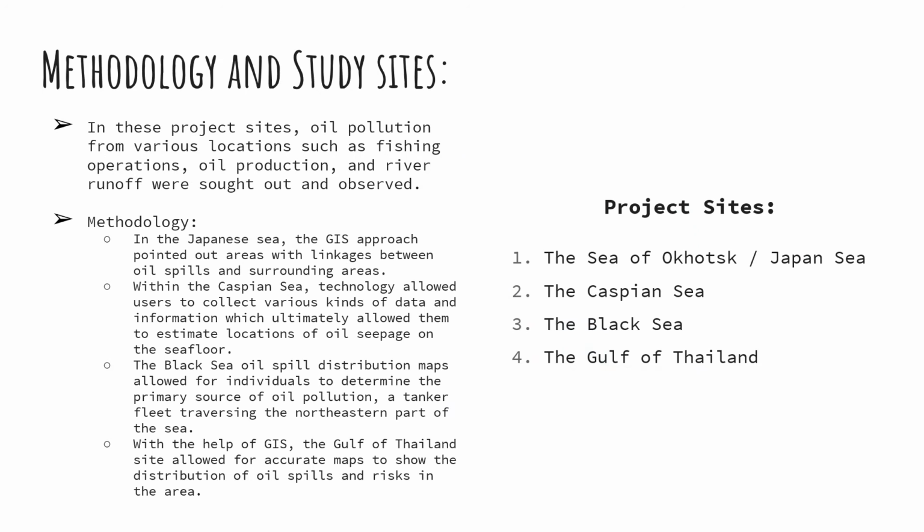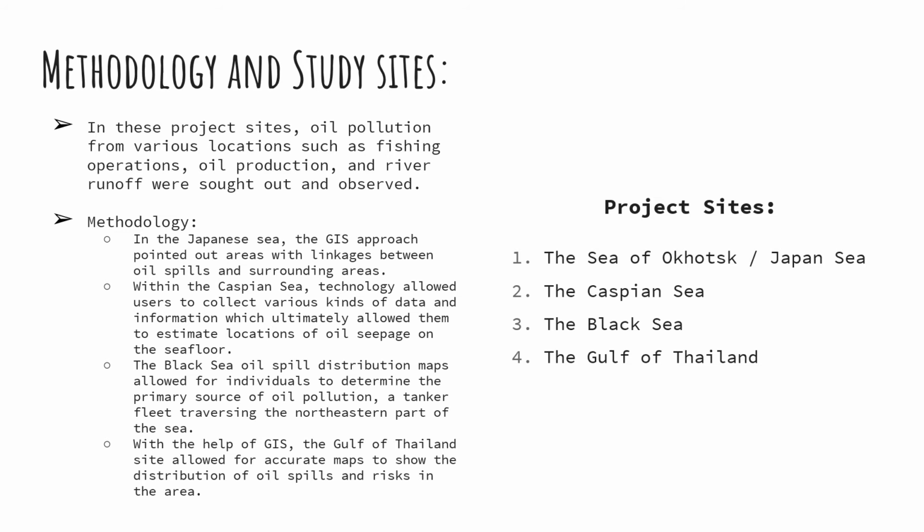In these project sites, oil pollution from various locations such as fishing operations, oil production, and river runoff were sought out and observed. In the Japanese Sea, the GIS approach successfully pointed out areas with linkages between oil spills and surrounding areas, which ultimately gave insight to where some of the oil spills and leaks originated from. Within the Caspian Sea, technology allowed users to collect various kinds of data and information which ultimately allowed them to estimate locations of oil seepage on the sea floor.